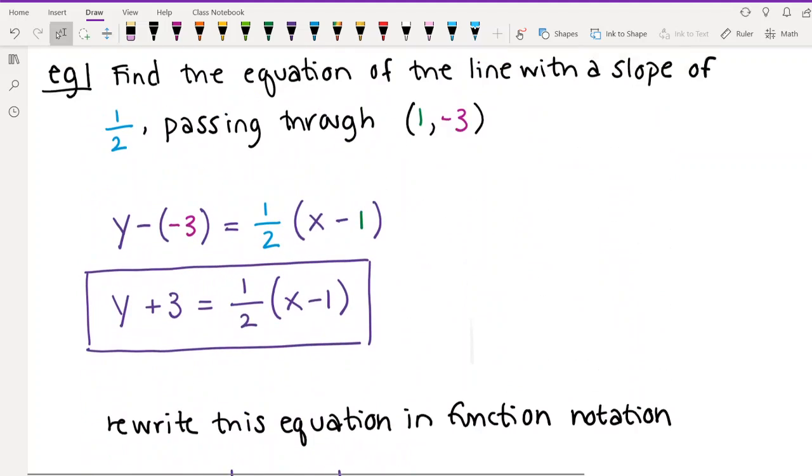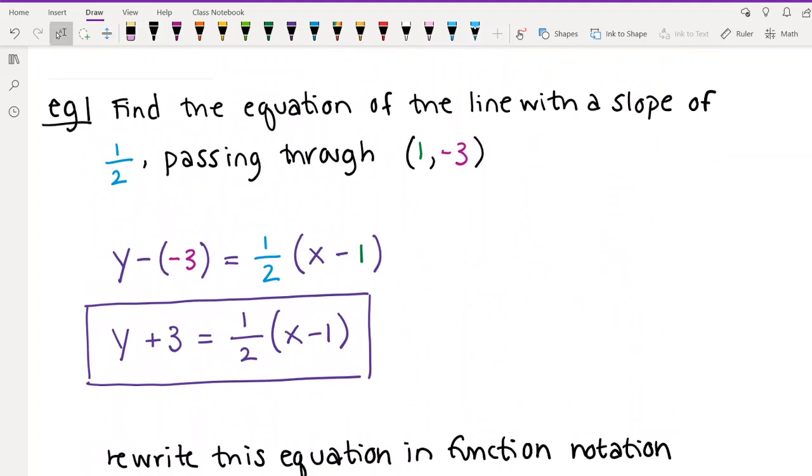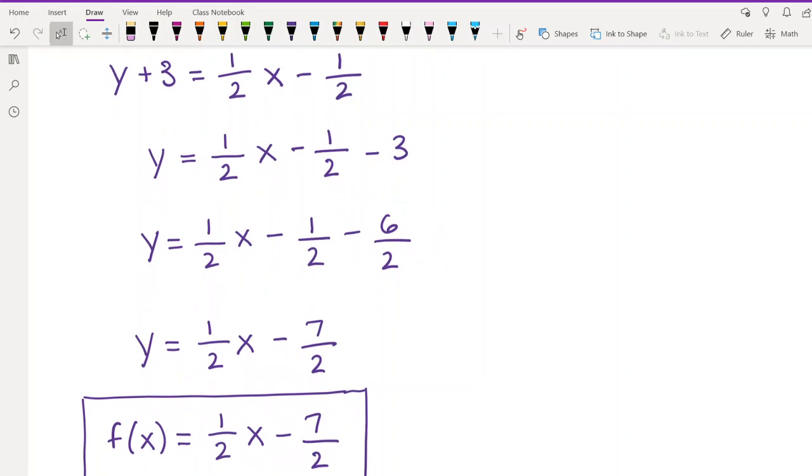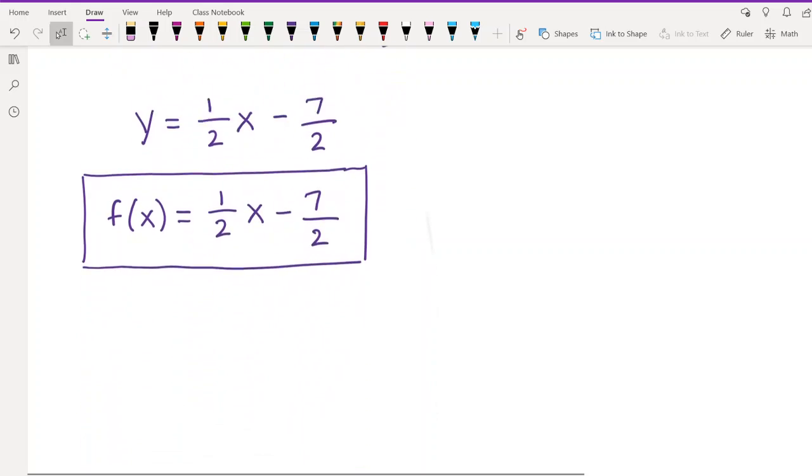So all we did in this case, we knew the slope, we knew the point, we wrote it in point slope form. And then to put it into function notation, we basically just moved everything onto one side, simplified stuff, and then rewrote it as f of x is equal to.